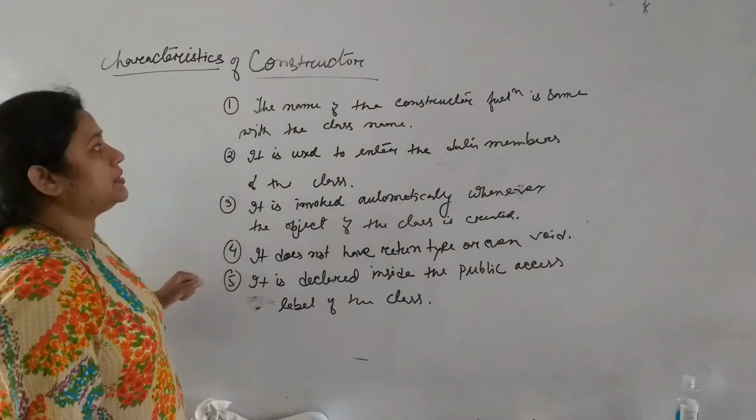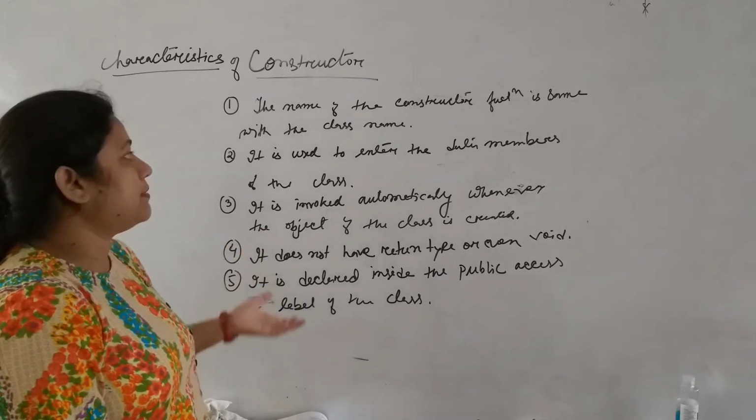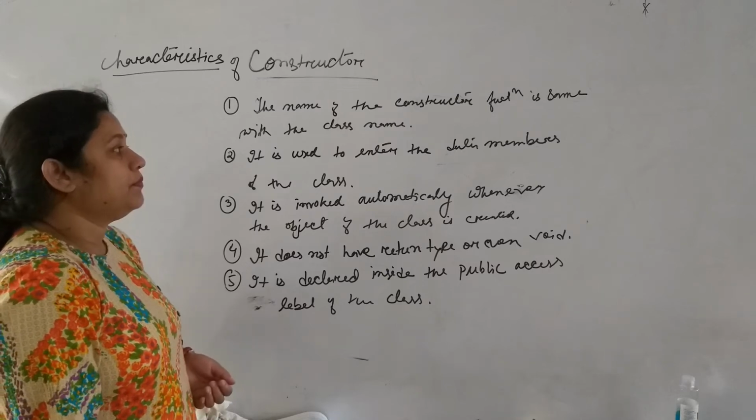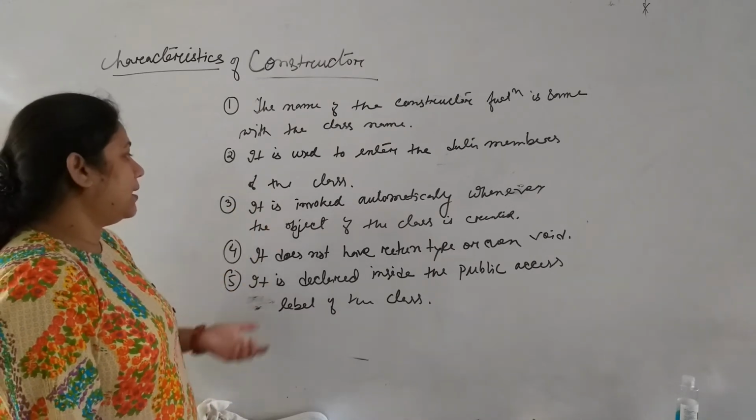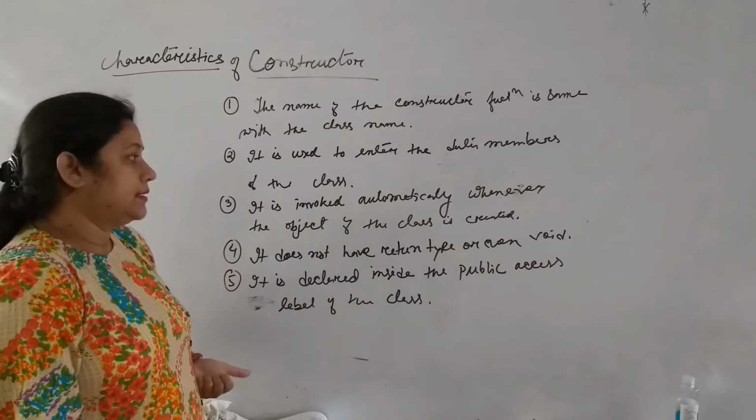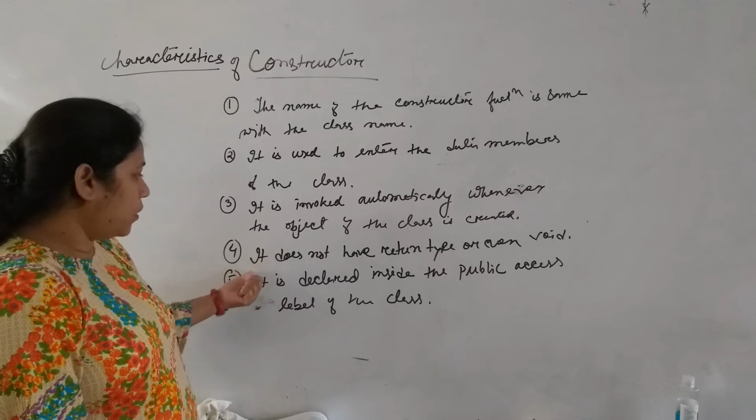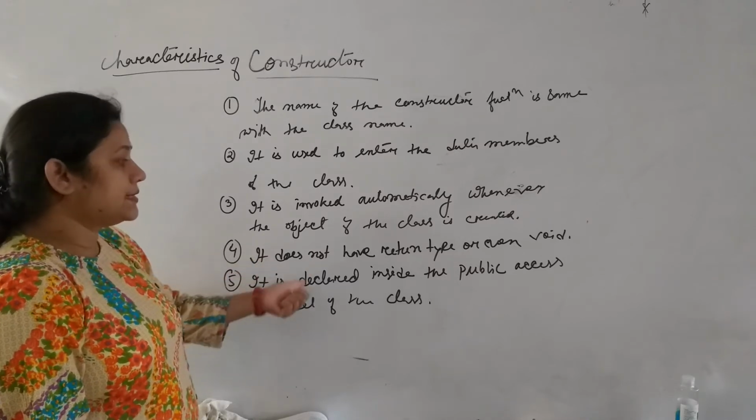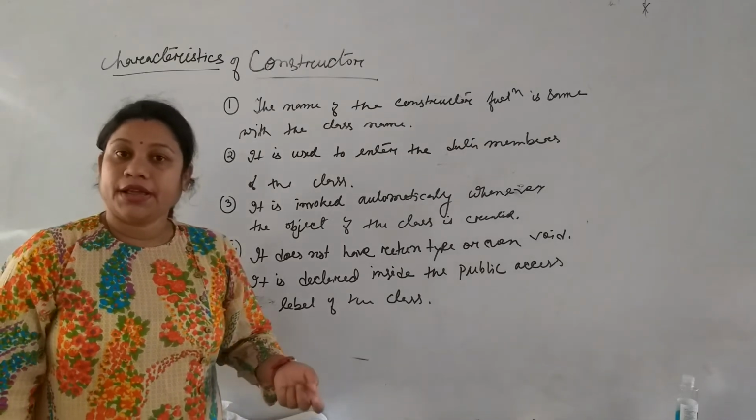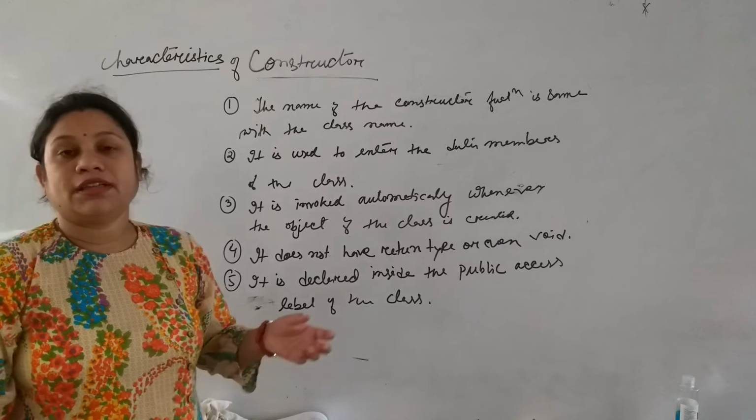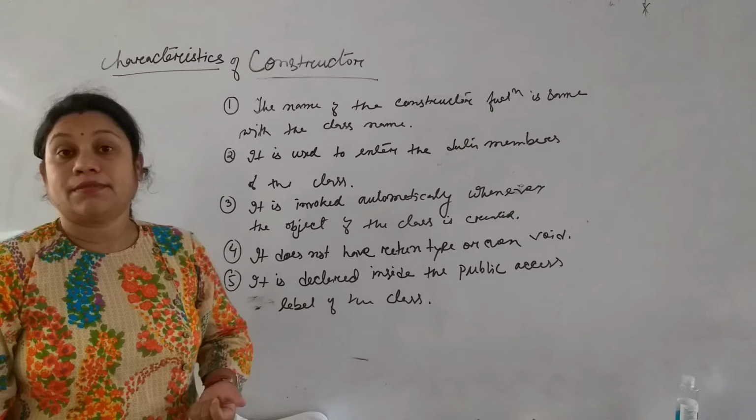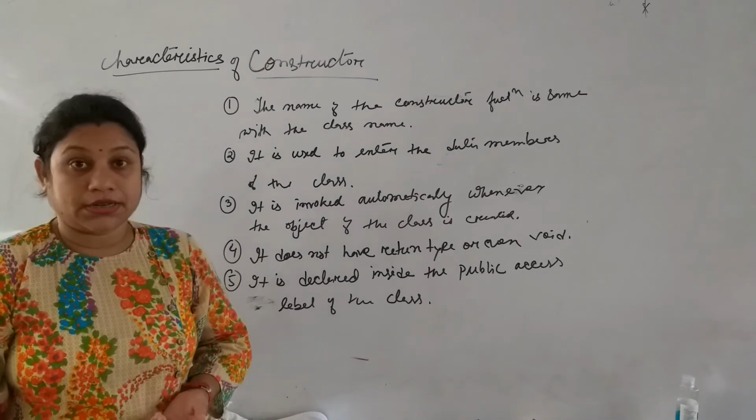Number 1, from the definition, the name of the constructor function is same with the declared class name. And the second one is it is used to enter the data member of the class, and it is invoked automatically whenever the object of the class is created. And the fourth point is it does not have return type or even void. That means whenever you create a constructor, you cannot use the return keyword, or even write the void word before the constructor function name.